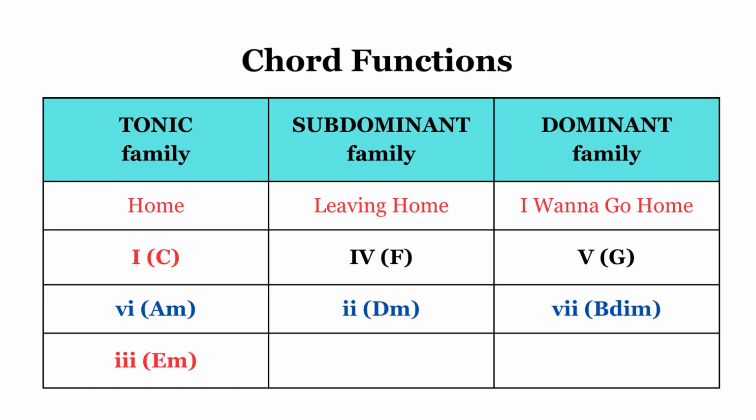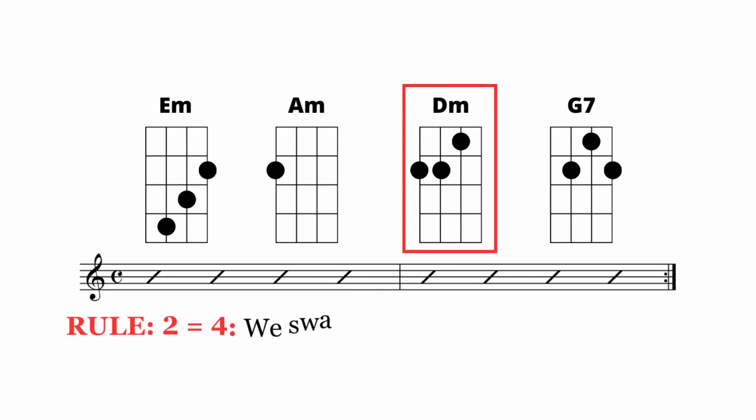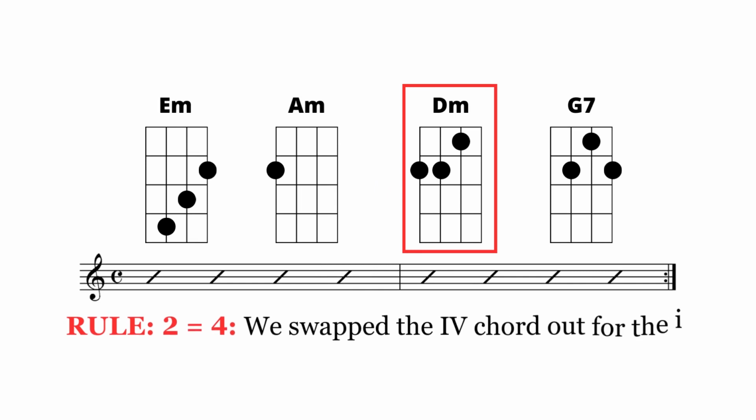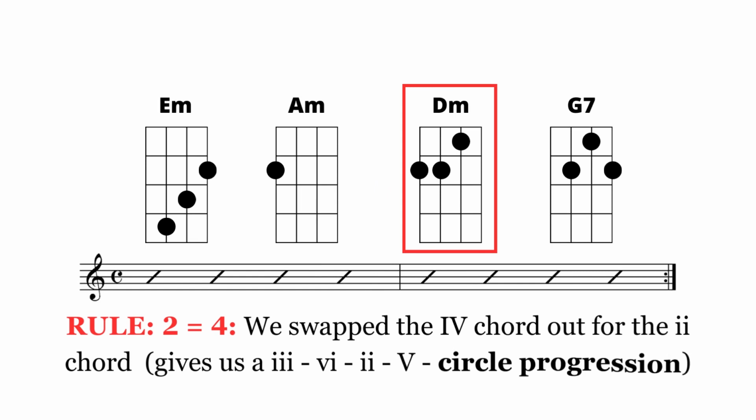Let's take a look at our chord functions chart here. We swapped out the 1 chord for the 3 chord. Those are both in the tonic family. 1 chord is C, 3 chord is E minor. Let's take a look at another rule. 2 equals 4. We swapped out the 4 chord for the 2 chord. What's interesting here is this gives us a circle progression. What I mean here is it rolls backwards around the circle of fifths. We might even call it back cycling.